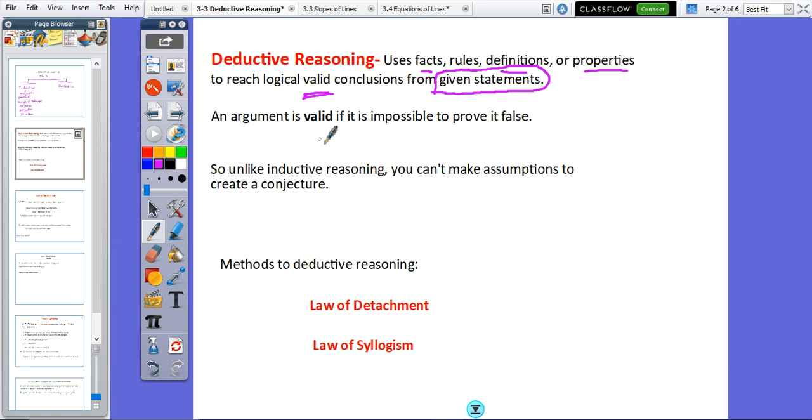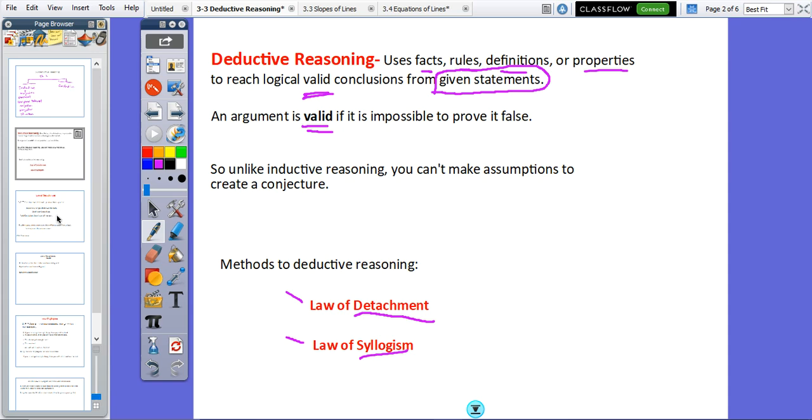The argument is only considered valid if it's impossible to prove false. That's why it's different from inductive, because in inductive, we're making assumptions which could be false. In deductive reasoning, not so much. We try to make it very to the point, no assumptions, only facts. So there are two methods that we use today. We're going to use law of detachment, which is very straightforward, and law of syllogism. It's the shortcut between a much longer process.